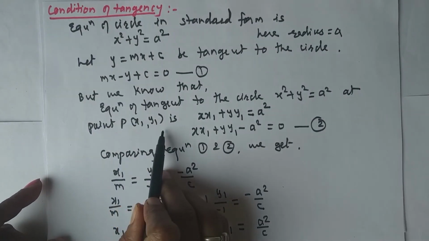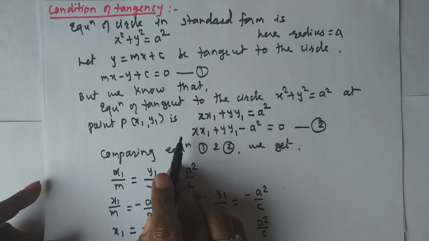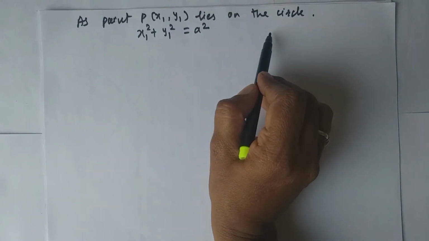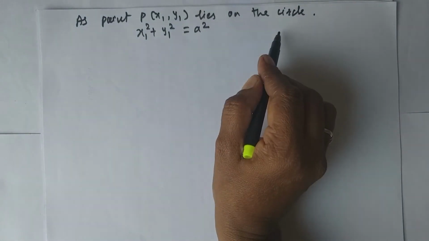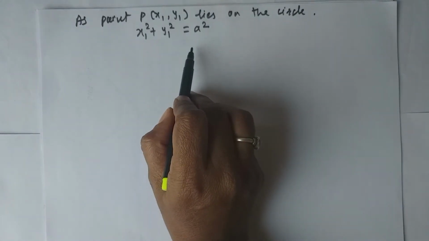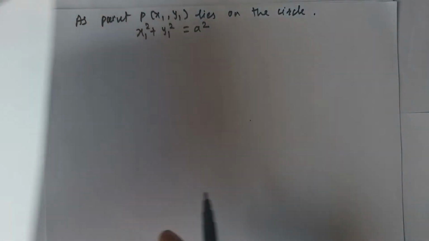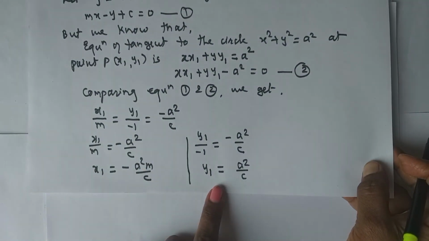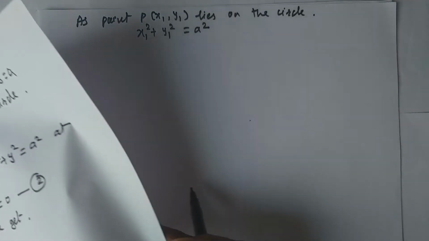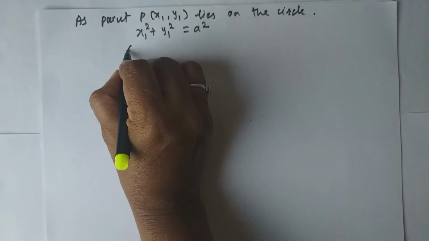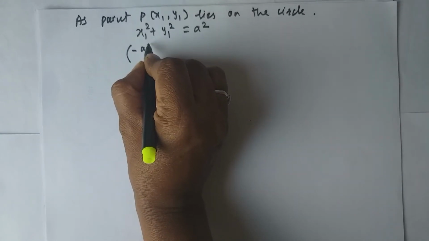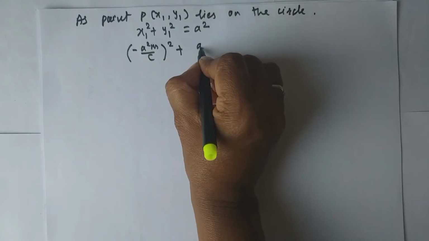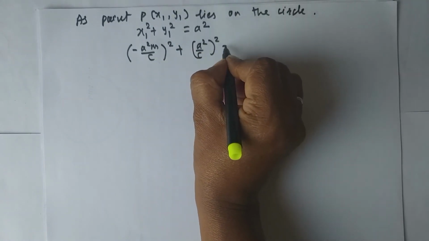Now this point P(x1, y1) lies on the circle. Therefore it will satisfy the equation of circle, and the equation of circle becomes x1 square plus y1 square is equal to a square. Now what is the value of x1? We have got the value of x1 as minus a square m divided by c, and the value of y1 as a square divided by c. We will keep those values here: the value of x1, minus a square m divided by c, bracket square, plus the value of y1, a square by c, its square, is equal to a square.